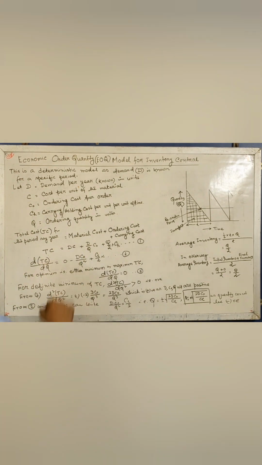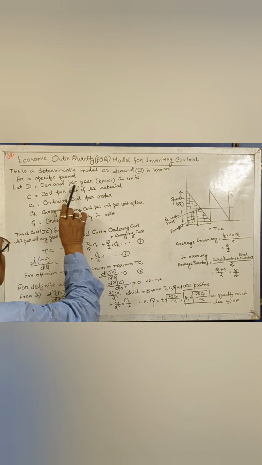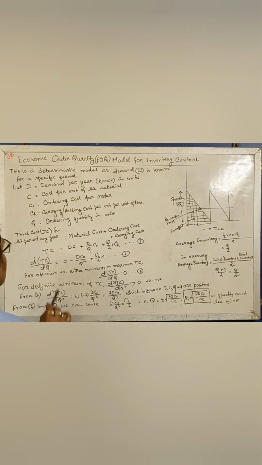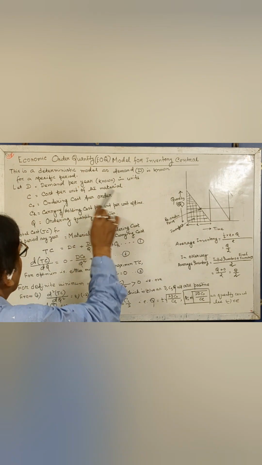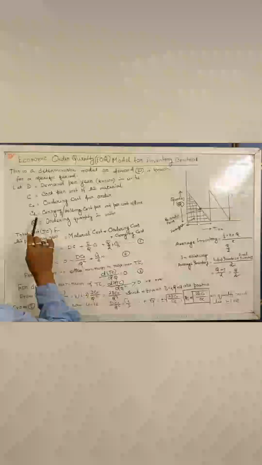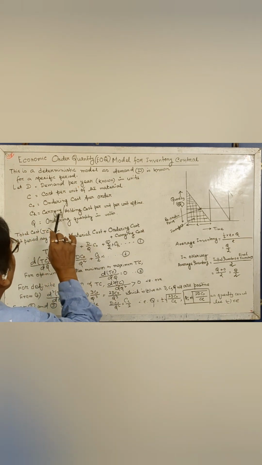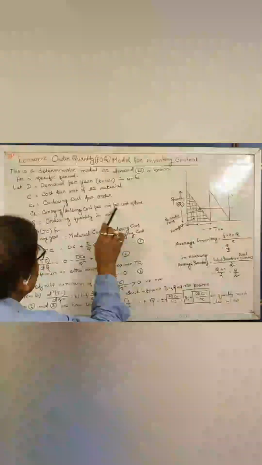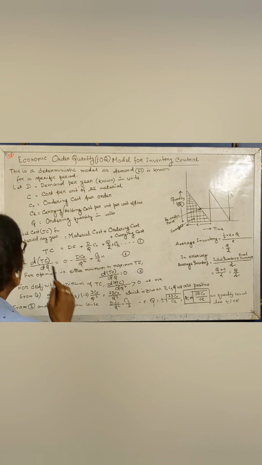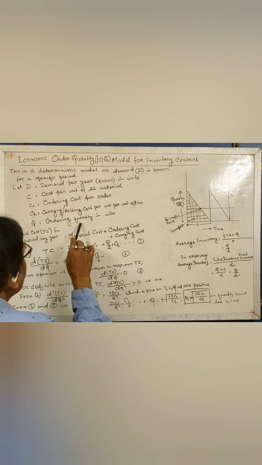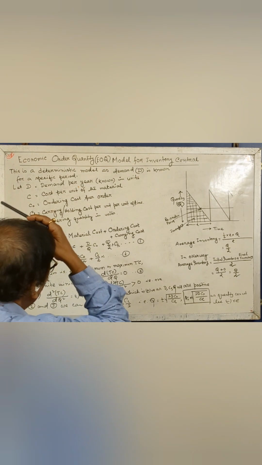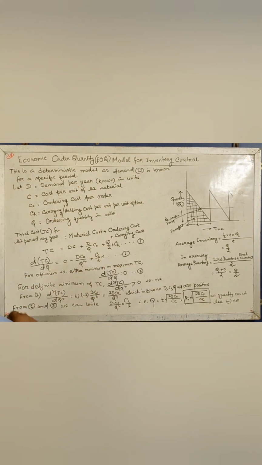Now see the workings. Let D be the demand per year, which is known, in units. C is the cost per unit of the material. CO is the ordering cost per order. CH is the carrying or holding cost per unit per unit of time. Carrying and holding are the same. And Q is the ordering quantity in units. We have to determine the formula of Q for which the total cost will be minimum.